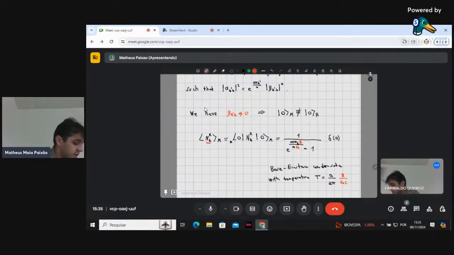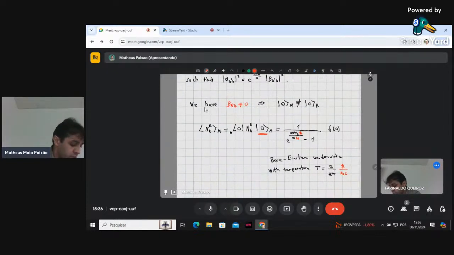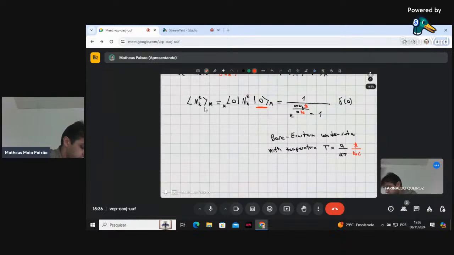Rindler space, let me rephrase that. The vacuum of Minkowski space is not a state of zero particles in Rindler coordinates, but actually corresponds to a Bose-Einstein condensate with a temperature proportional to the acceleration. Just computing the average of the number operator.